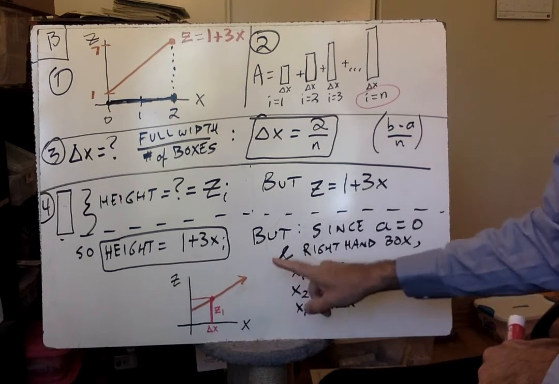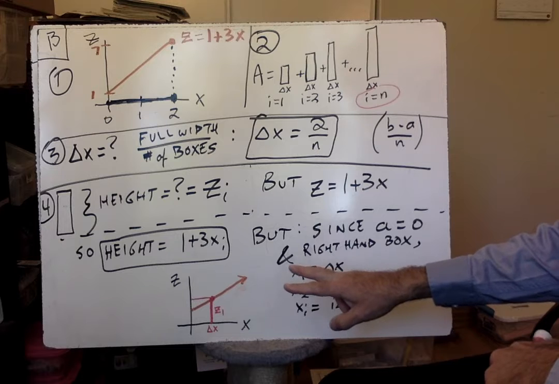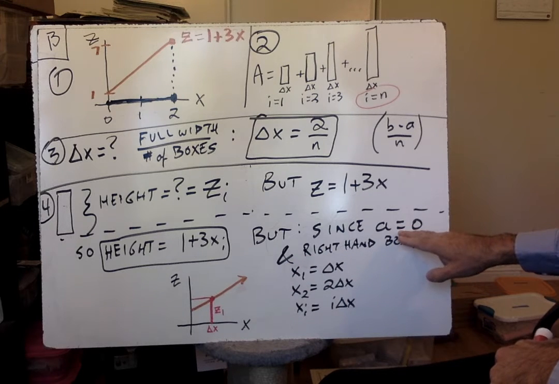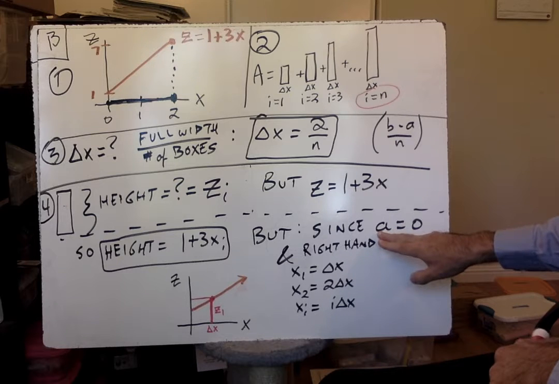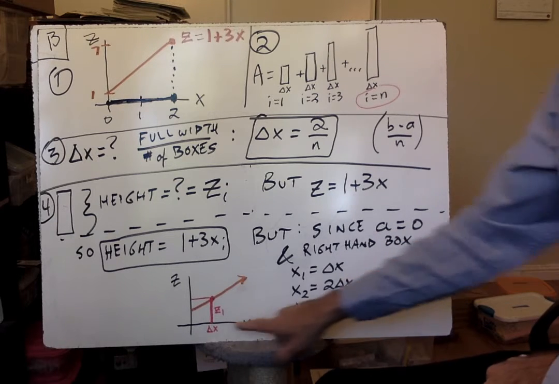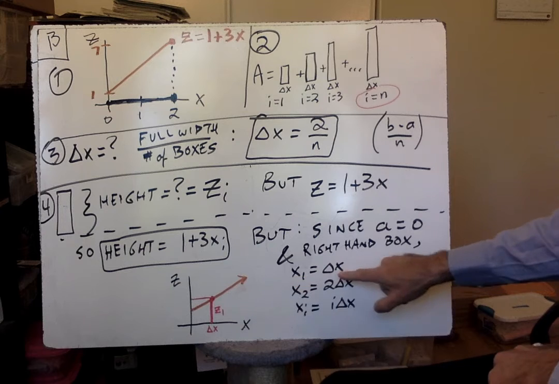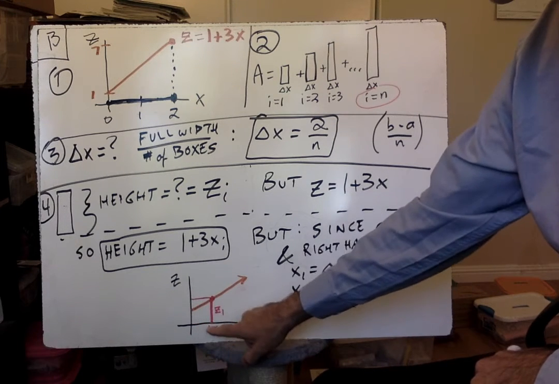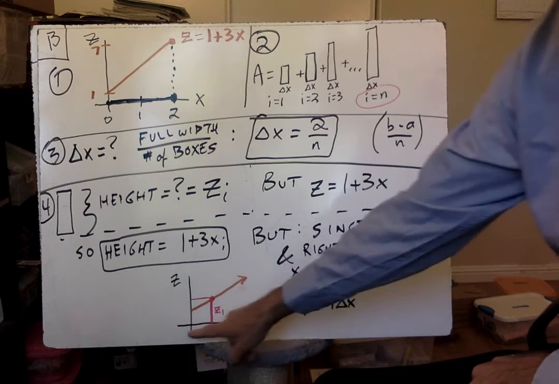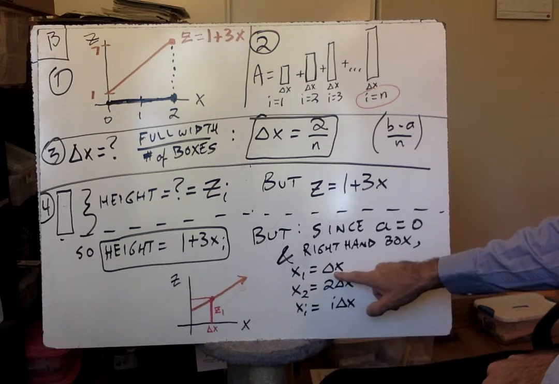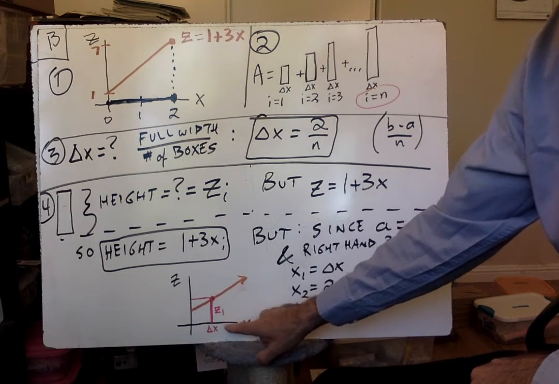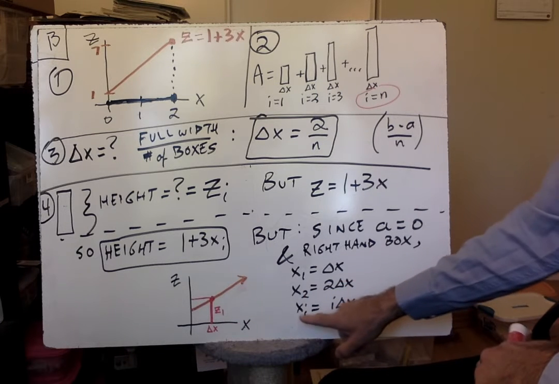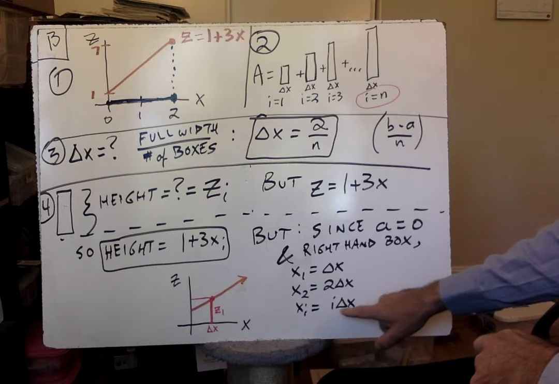So that, and the second aspect that makes this work out the way it does, is we're starting at x equals 0. The initial x, which we call a, is 0. So that means the first value of x will be delta x. There is no initial offset. The very first value of x will be delta x because we're starting at 0. So x1 is delta x. And that means x2 is 2 times delta x. x3 would be 3 times delta x. So now we have an expression for xi. It's I times delta x.